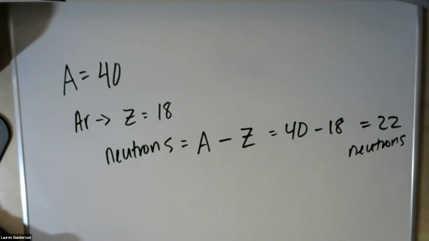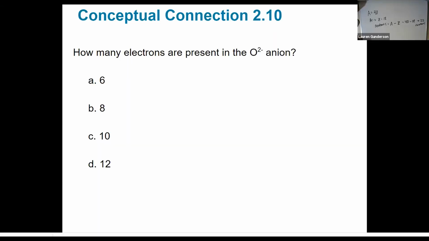Now let's try this one out. This one's a good one. This question says, how many electrons are present in the O2 minus anion? Okay, so we'll start by writing out the symbol for the oxygen anion.